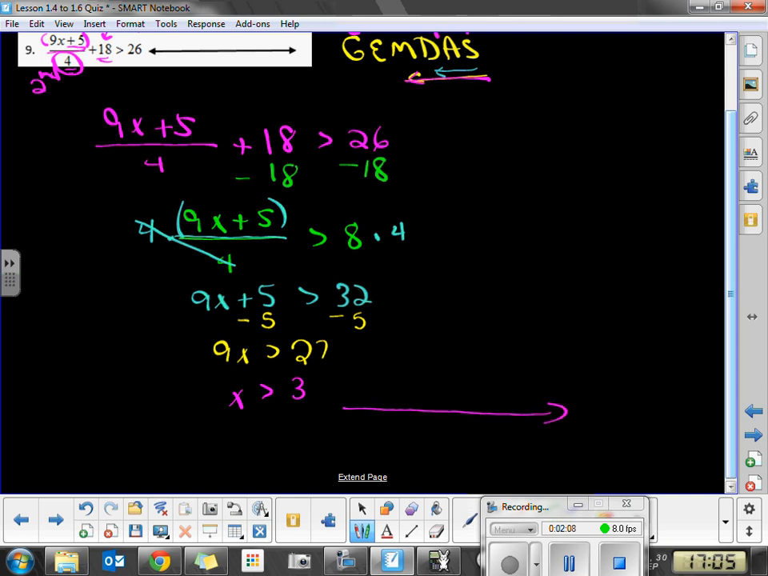So to graph our solutions to this, from the 3, it needs to be an open circle. Greater than means shade everything to the right.